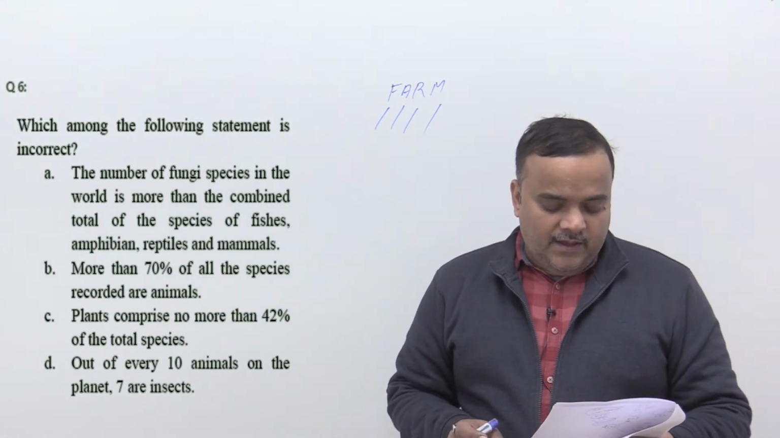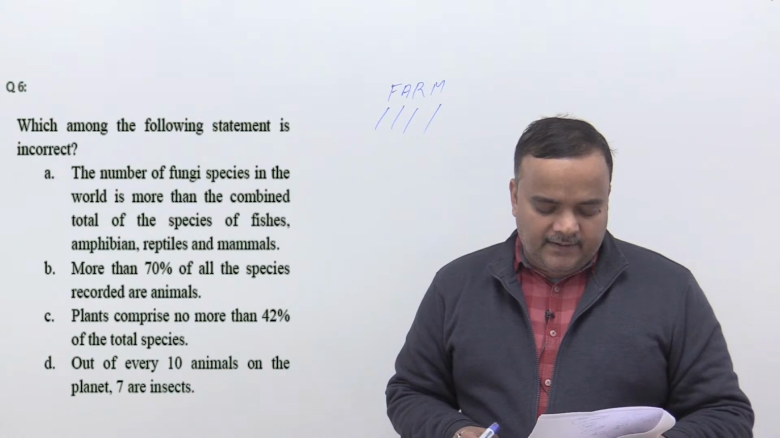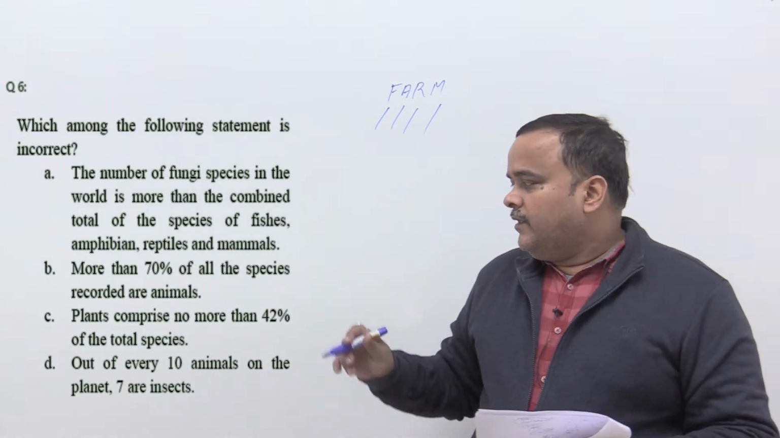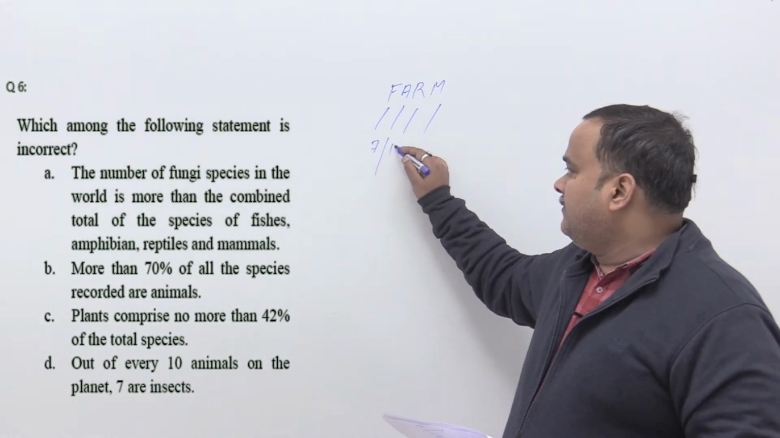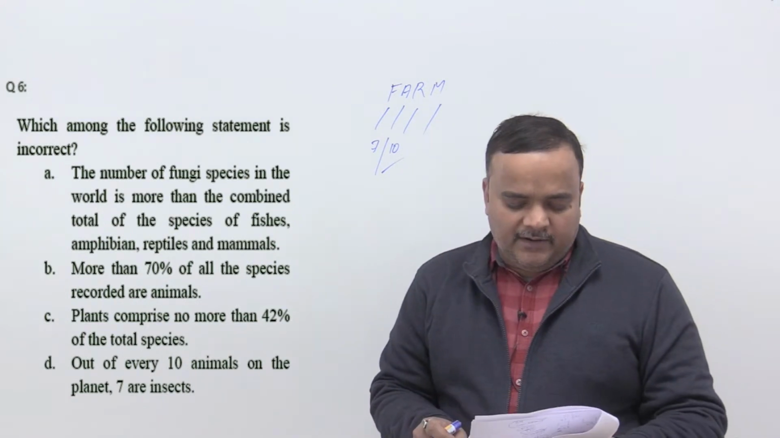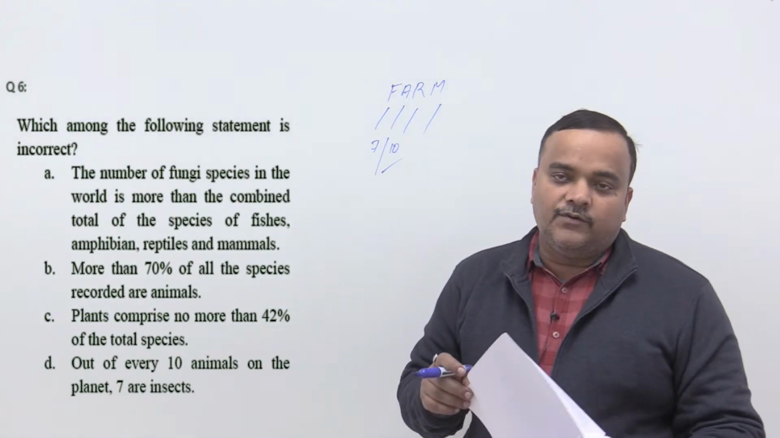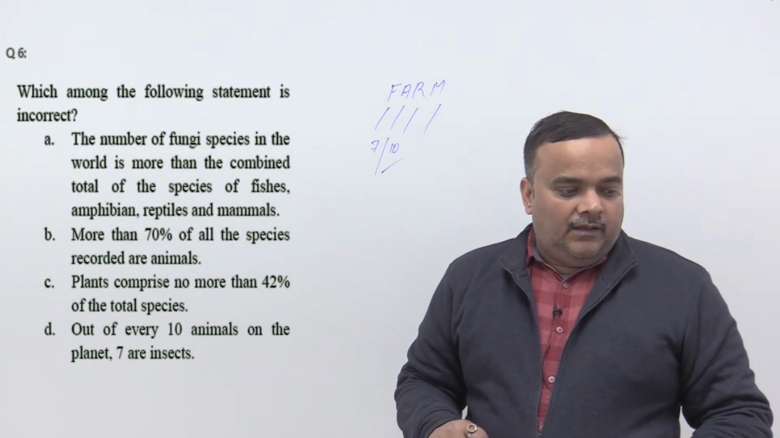Let's see the fourth choice. Out of every 10 animals on the planet, 7 are insects. It is true. Out of every 10 animals, 7 are insects. So answer will be third, that is plants comprise no more than 42% of total species.